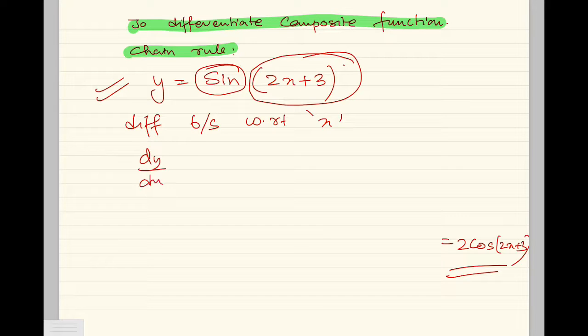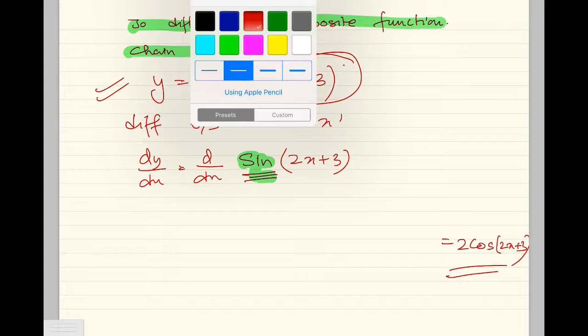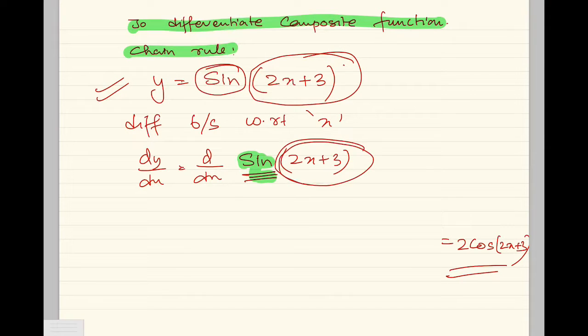So differentiating both sides with respect to x, this will become dy by dx, and that side it will be d dx of sine 2x plus 3. Careful. What you need to do is differentiate the function one by one here. That's why it is called chain rule, because when you differentiate one by one, a lot of chain will be created. So first start from the outside function, which is the sine function here. So what is d dx of sine? Now think, instead of 2x plus 3, there is a big x.